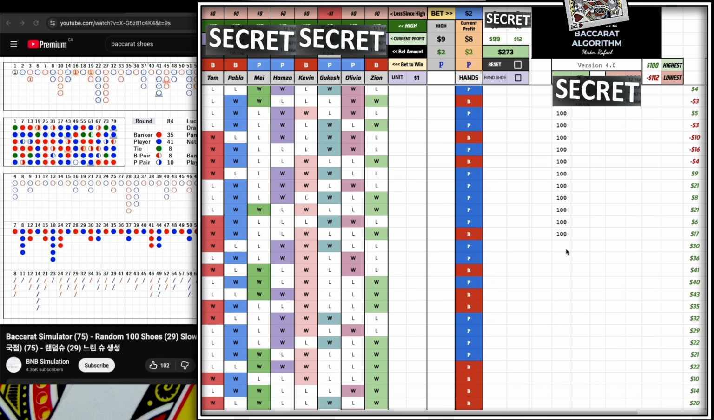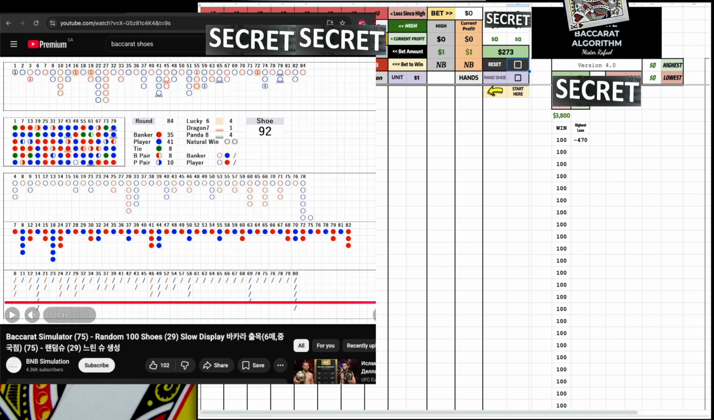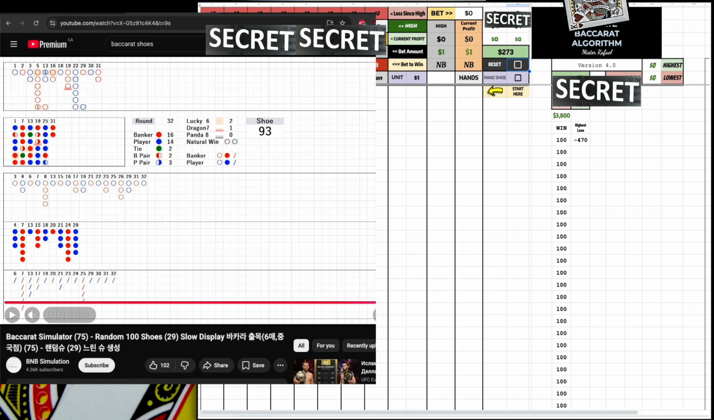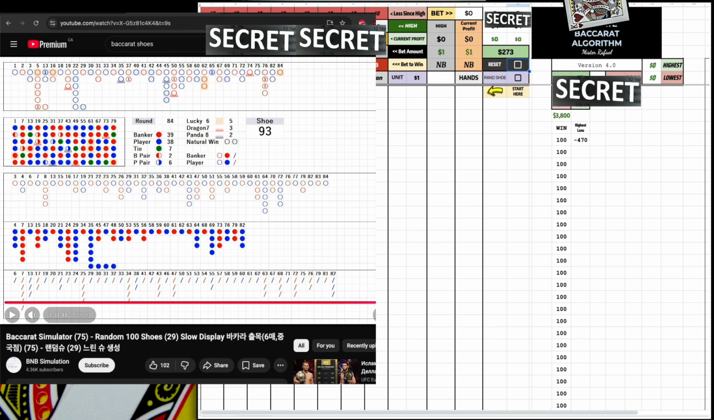3 shoes were needed there. Let's add another $100 to the bank. Okay. Almost done, guys. Almost done. Let's move on to shoe 93. I want to knock these out as fast as I can for you guys. Okay, shoe 93. Here we go.